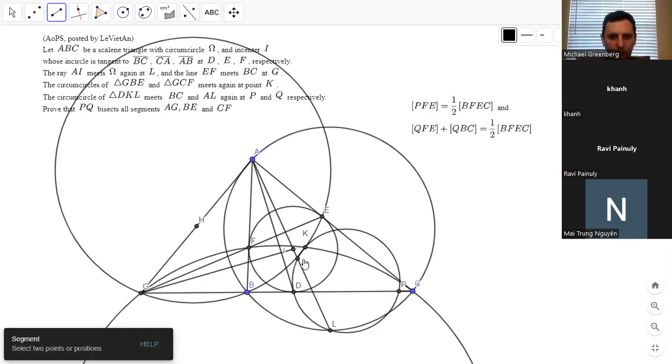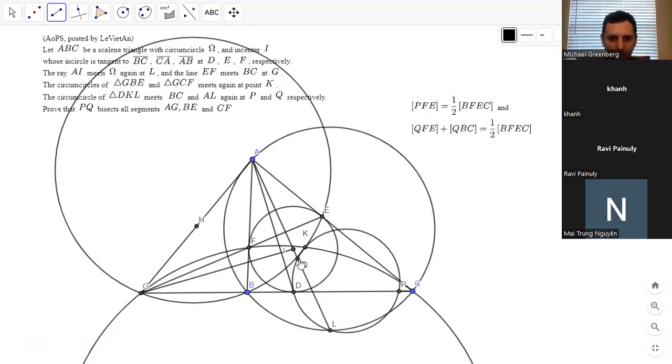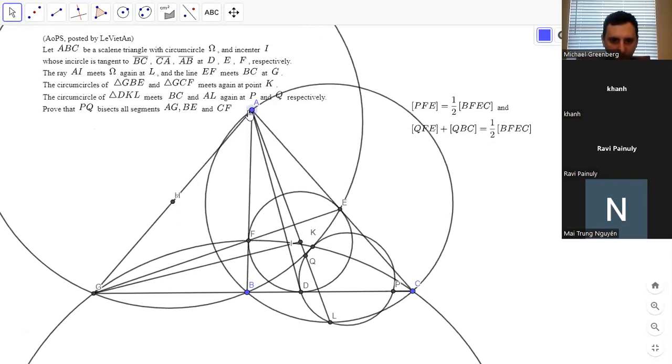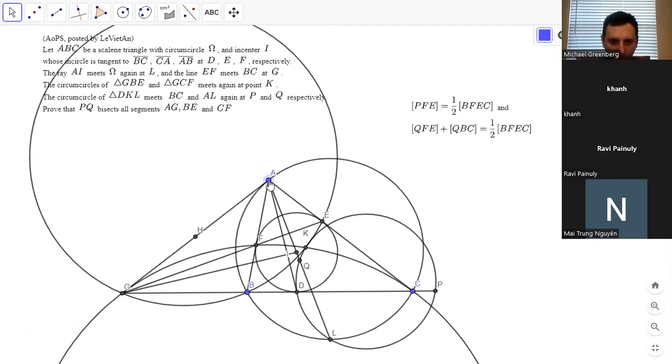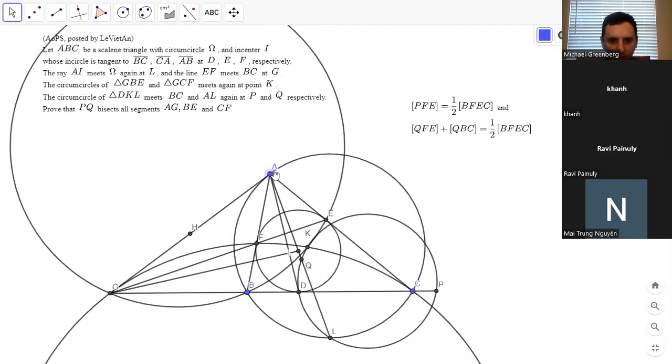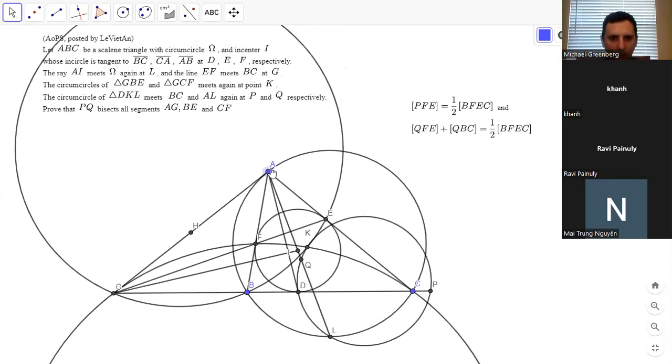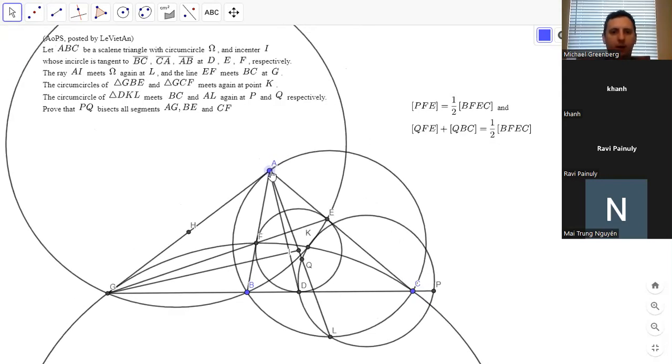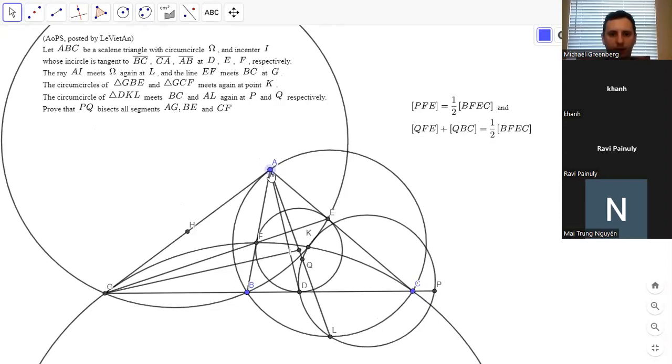Okay, so this is a circumcircle DKL. It almost looks like Q lies on it, but I don't think that's true. I think that's just a diagram. Like, does Q do? Oh, we defined Q to lie on it. So yeah, it has to.